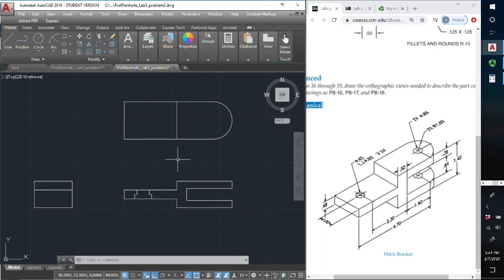Again, if you're stuck, refer to the slides from orthographic view, slides 1 in the orthographic views folder.